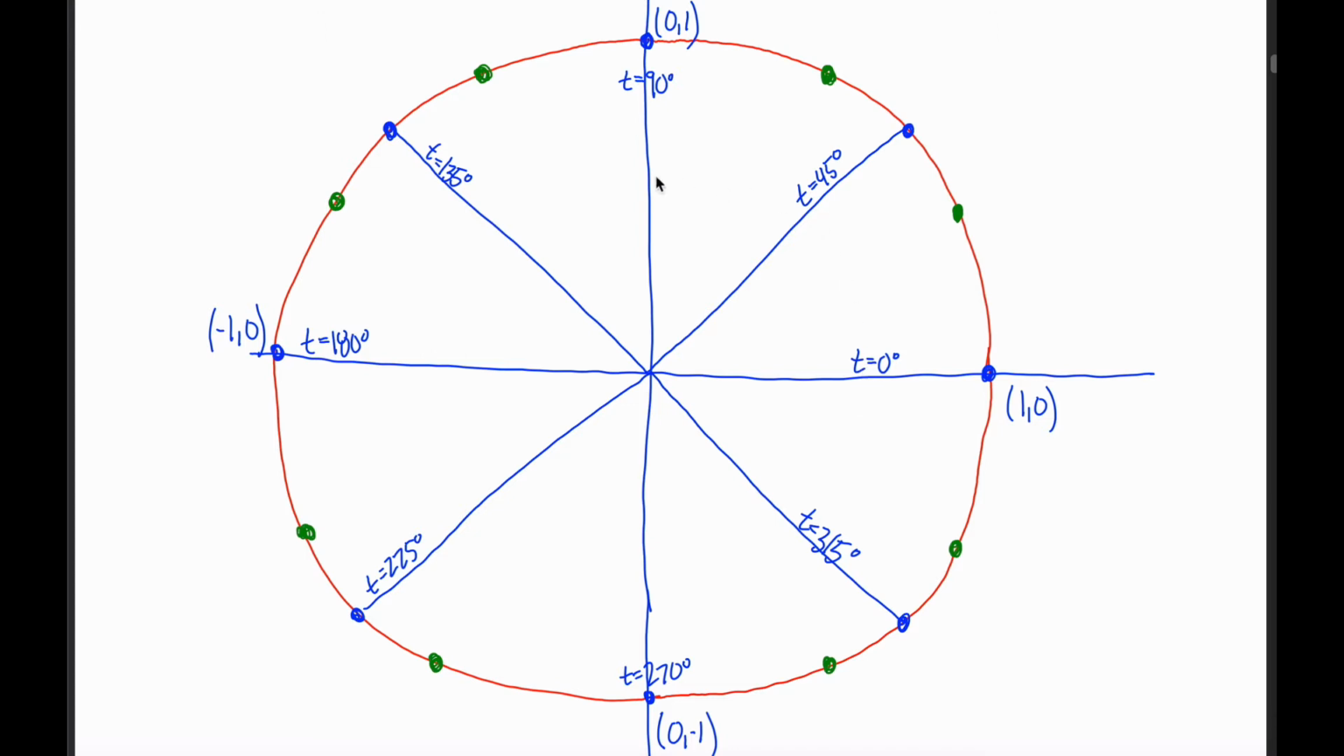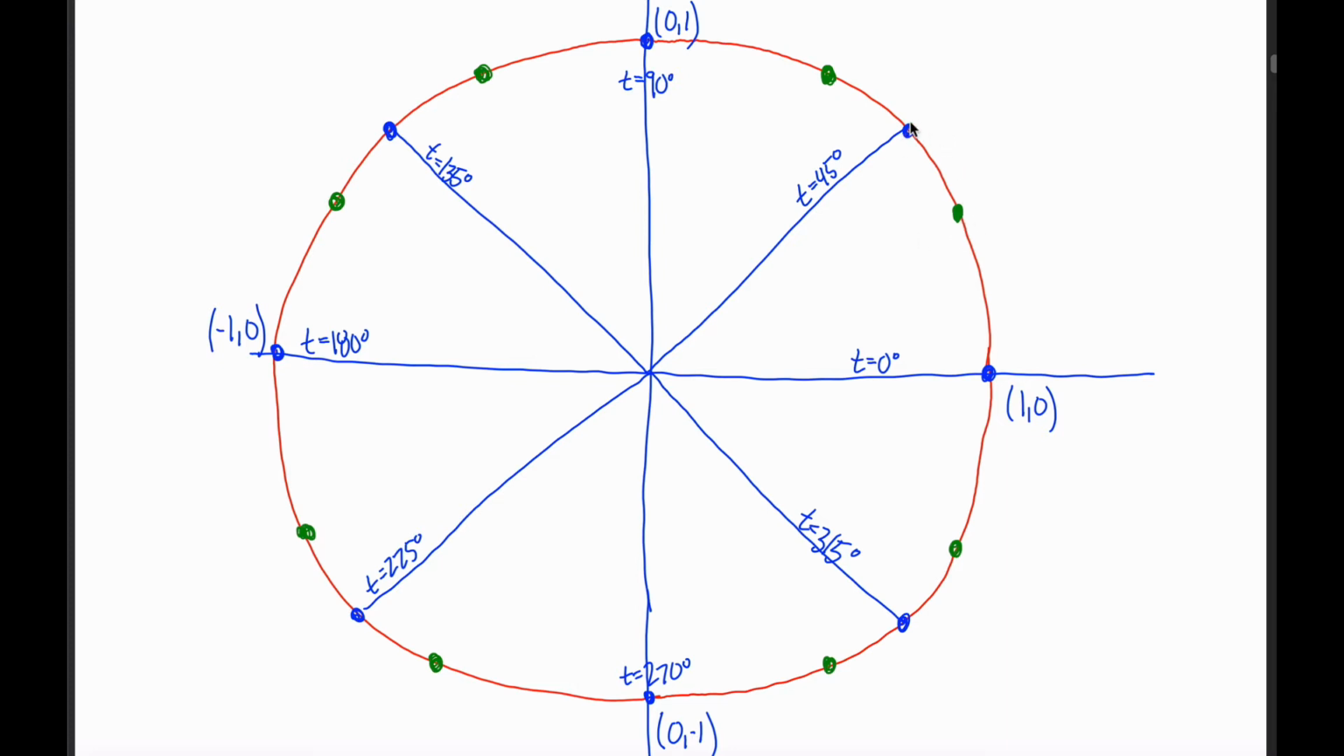Another way you could come up with these angles in blue is noticing that each time I take one step counterclockwise, I'm adding 45 degrees to the previous one. So 0 plus 45, another 45, another 45, another 45. That can fill out all the stuff in blue pretty quickly. But what about the stuff in green?